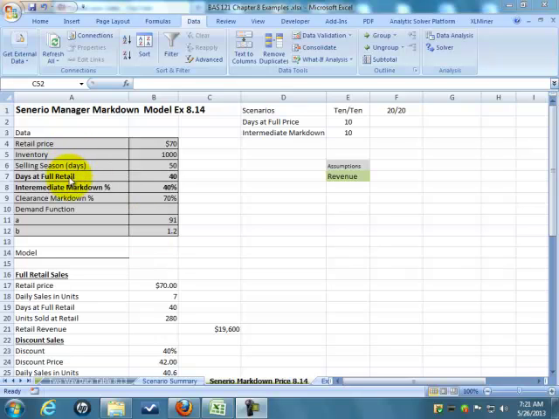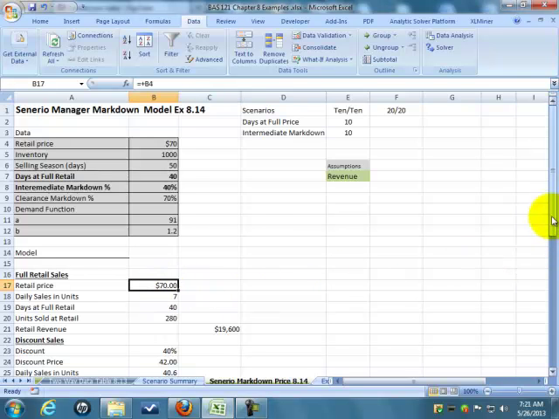So it gives you days at full retail price, intermediate markdown, retail price, inventory level, selling days for the season, selling days at full price, intermediate, how much we're going to mark it down once we're out of the full retail sales. And then there's a clearance markdown. And they gave us a demand function.